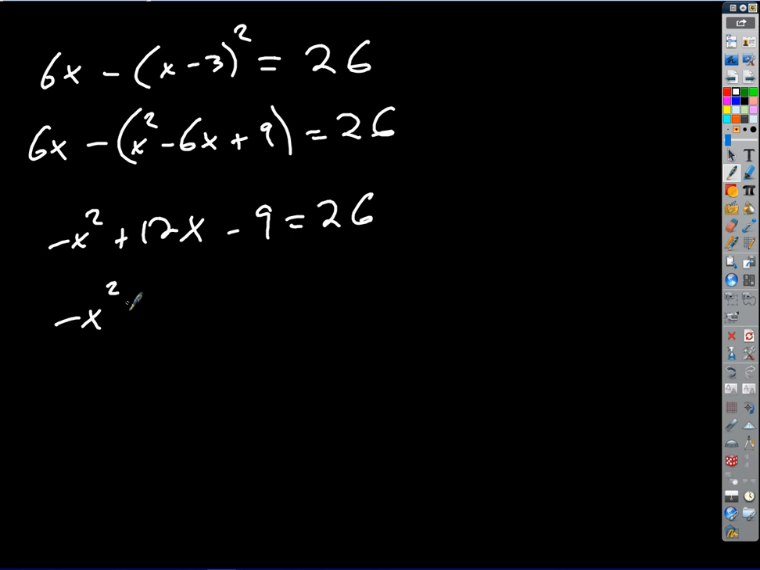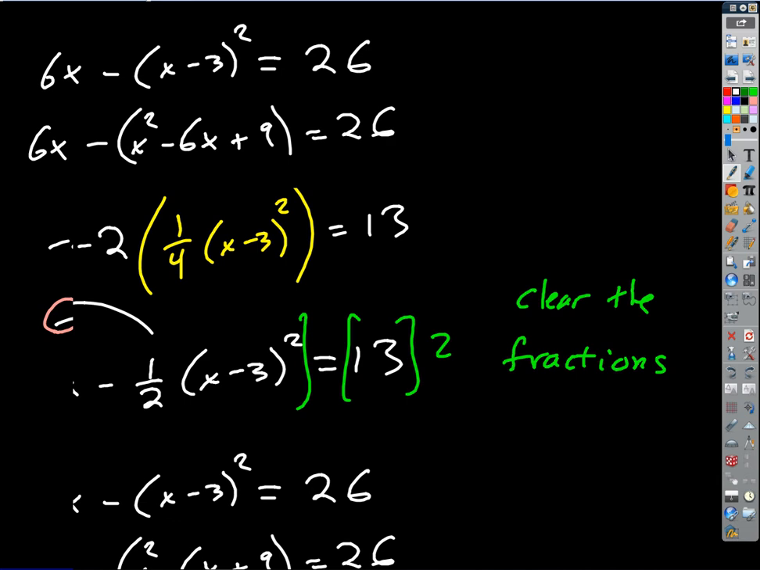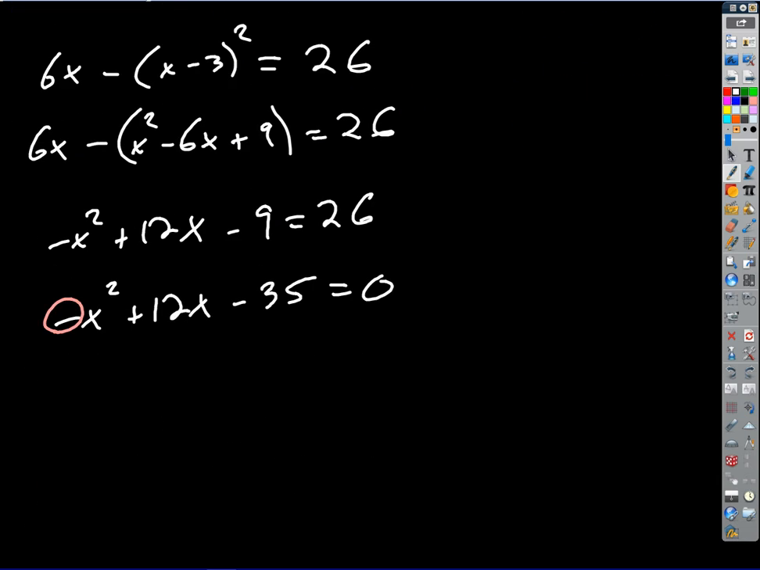So we get negative x squared plus 12x, was that minus 35? And then here's an important step. We've got this minus there. We don't want that. So we're going to multiply each side by -1. Change all the signs. There. So now we've got our quadratic equation in standard form, right?